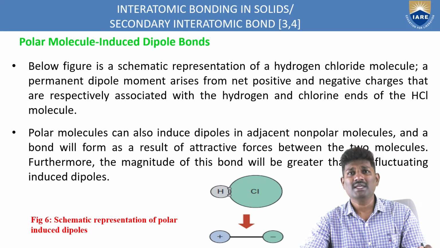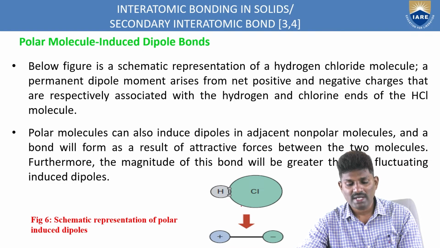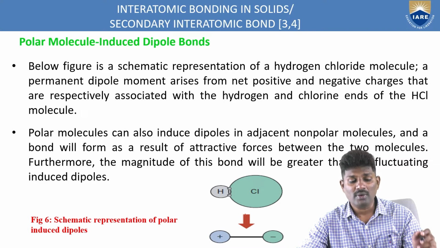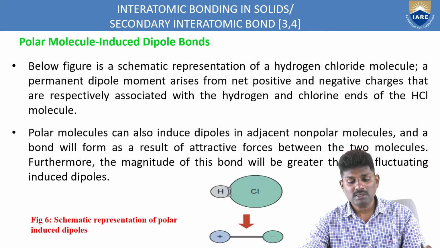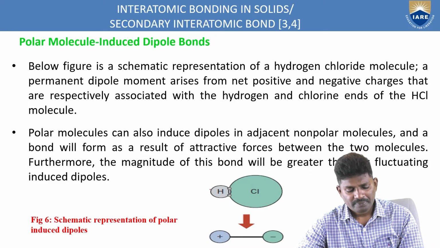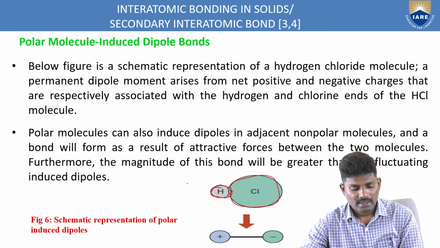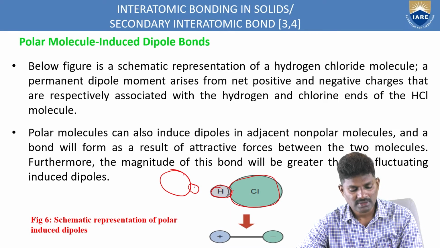So what is happening here? The figure below is a schematic representation of the hydrogen chloride molecule, with a permanent dipole moment which arises from the net positive and net negative charges that are respectively associated with the hydrogen and the chlorine ends of the HCl molecule. So here you have a hydrogen and chlorine molecule which is unsymmetrical, and here also you have another, if you consider hydrogen Cl.